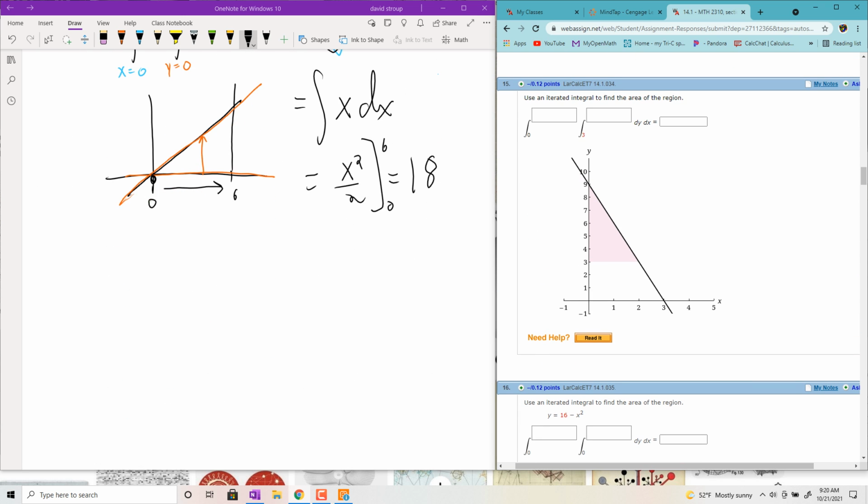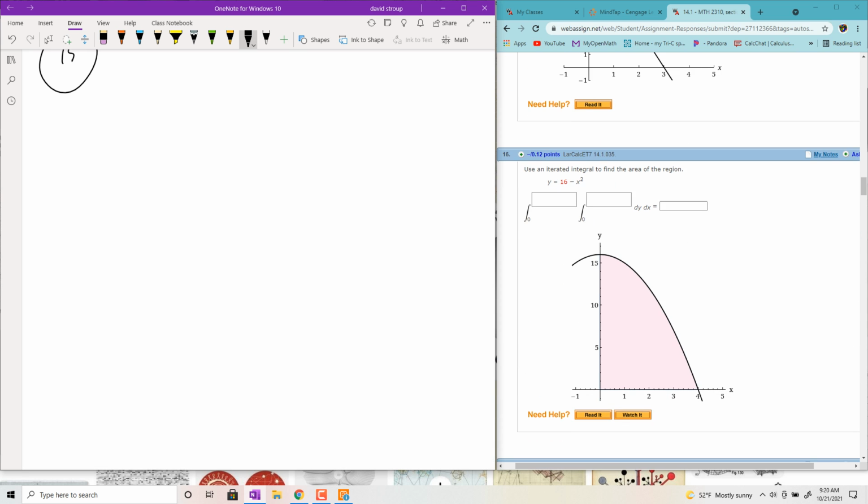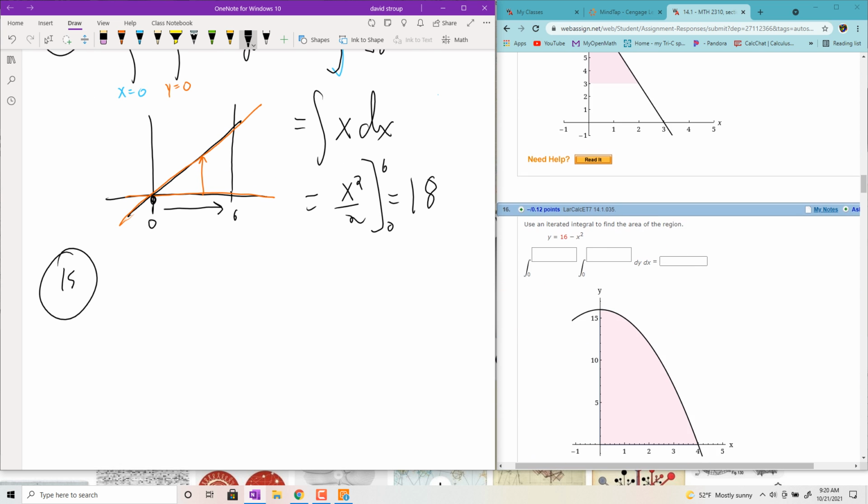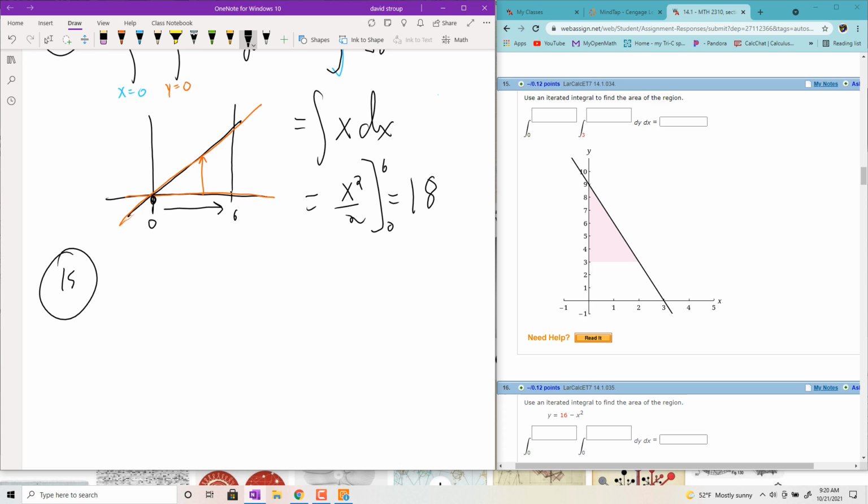Okay, so what's number 15 then? Don't spend too much time on these. This one just looks weird. Okay, so this one's dy dx, our little region here.